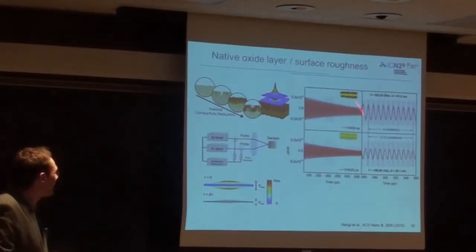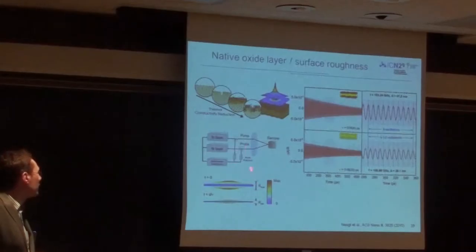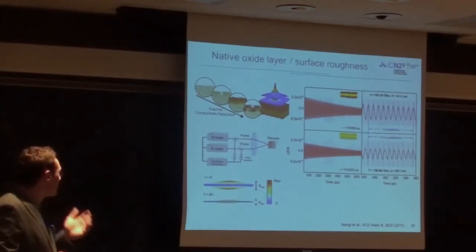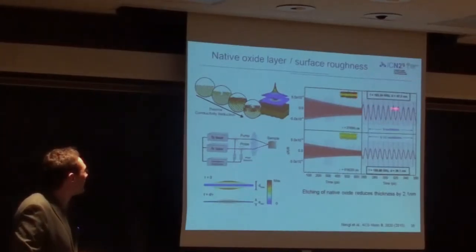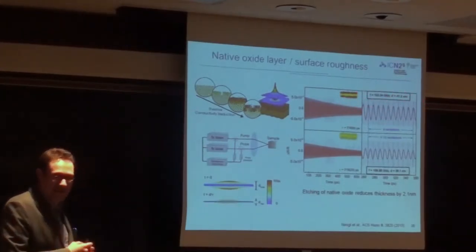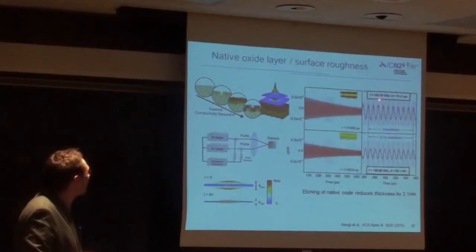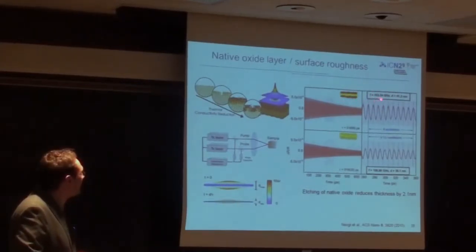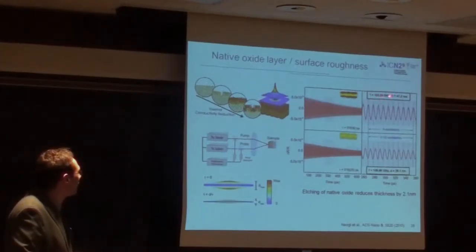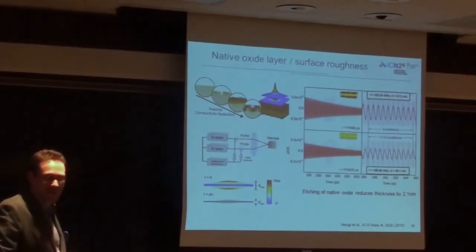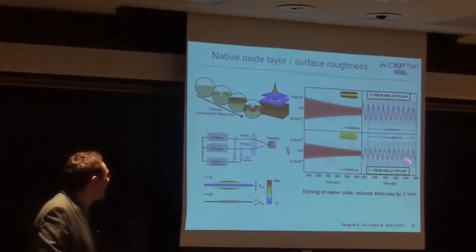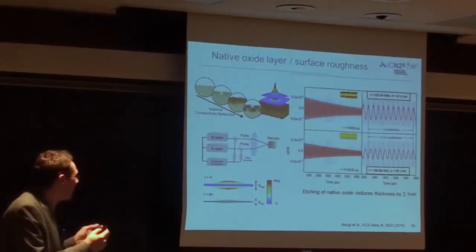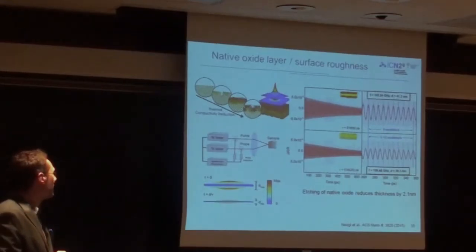Finally, we have also looked at the phonon dynamics using, again, the ASOPS approach. And in this case, I just want to very briefly show you that we can measure very precisely the thickness of this native oxide. Before etching, we find a frequency of 103 gigahertz that corresponds to a thickness of 41.2 nanometers. After etching, the frequency goes up. So basically, the oxide reduces the thickness by 2.1 nanometers.